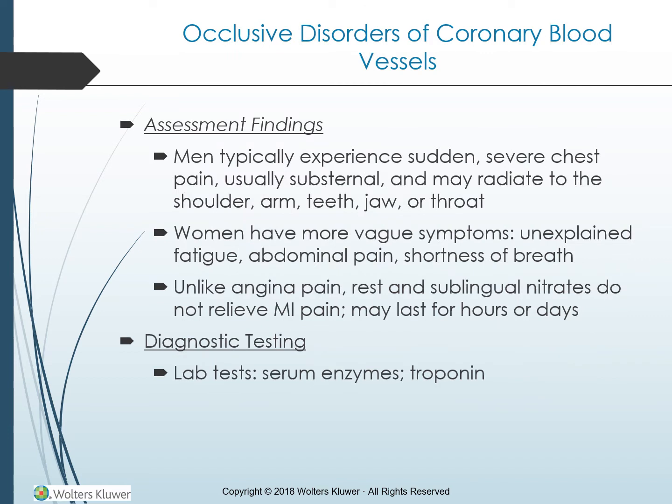Assessment findings. Signs and symptoms vary between men and women. Men typically experience sudden, severe chest pain, which usually is substernal and may radiate to the shoulder, arm, teeth, jaw, or throat. Women, more often than men, have more vague symptoms such as unexplained fatigue, abdominal pain, and shortness of breath, which often leads to misdiagnosis of women in emergency departments.